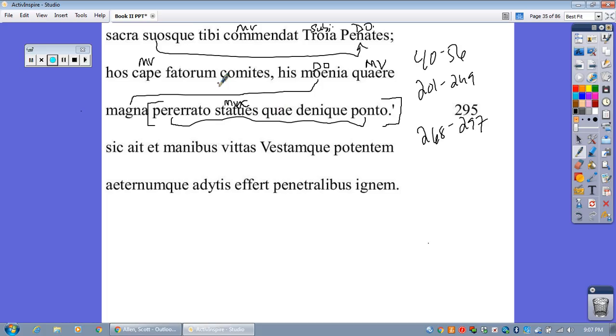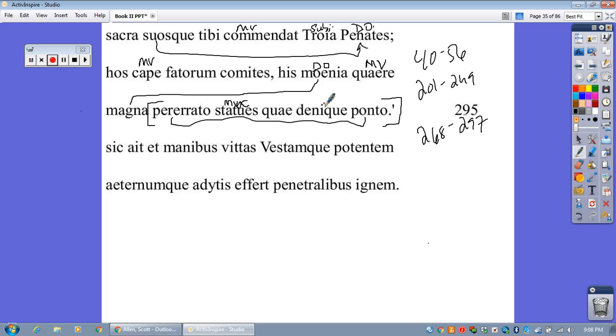So, seize these things, meaning the household gods, the comrades of fates, and I think you kind of have to add in an "and" here. This is a good example of asyndeton, where they're not conjunctions but should be. And seek for these things, meaning for the household gods, seek out great walls. Walls which you will establish.